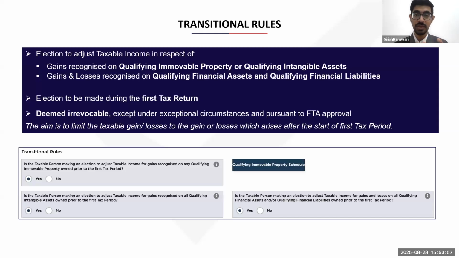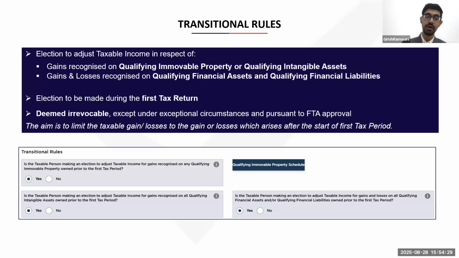So this adjustment becomes very important because this helps in grandfathering. It helps in removing or excluding your gains which pertain to the pre-tax period. So any pre-tax period gains can be excluded for these specific assets. Now again, this is a first time election, a one time election, an irrevocable election, and it has to be chosen in the first tax return itself. Therefore, it becomes very important for companies to analyze and make the election properly while filing the first tax return.